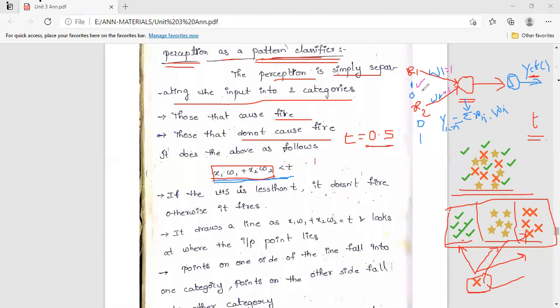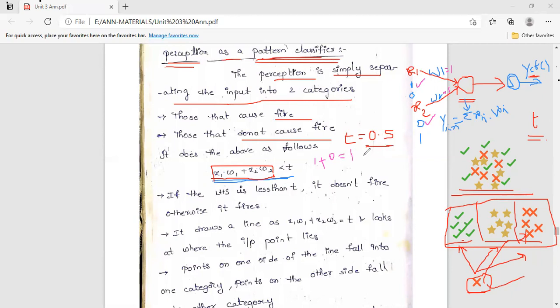Next, plus, if x2 is not fired, then 0 into W2 value is 0. 1 plus 0 equals what? 1. Is 1 less than T? No, it's greater than T. Then this is the situation where the network is fired.